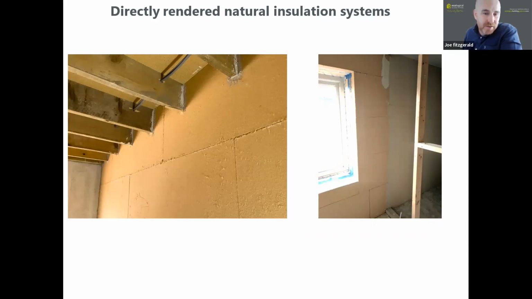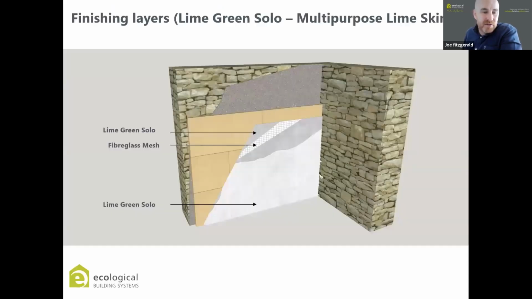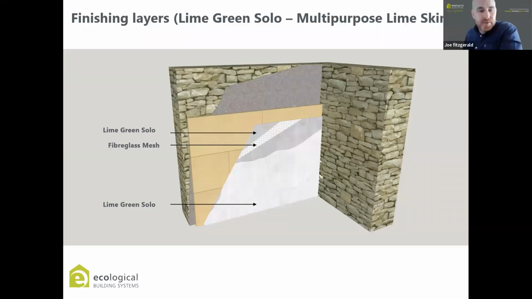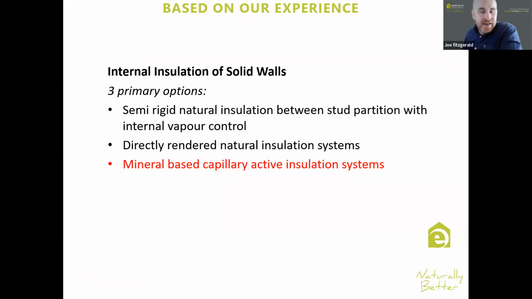Before internal partitions are built, you see on the right hand side, they've already installed the boards and they've plastered one half of it into the internal partition zone, so as to avoid thermal bridging in that instance. And they're relatively simple. Once the wall is level with lime, it's just a board and a lime plaster with it. So that's the second option, and that will cover quite a lot of breathable board-based systems. The third option is a kind of derivative of that. It's a similar installation approach, but instead of just using a natural insulation, it's a mineral-based capillary active insulation.